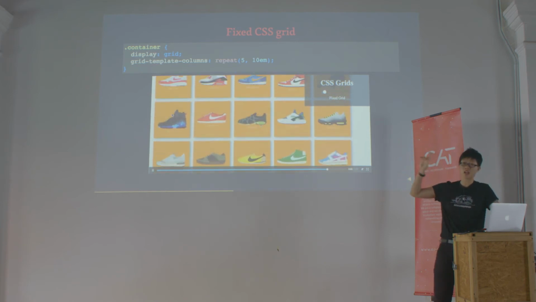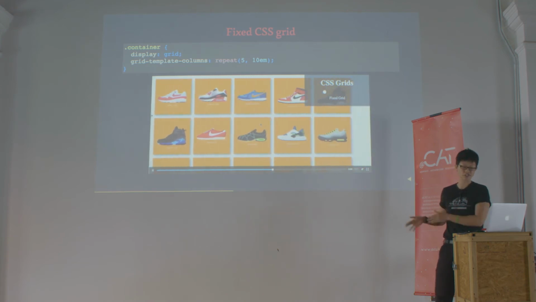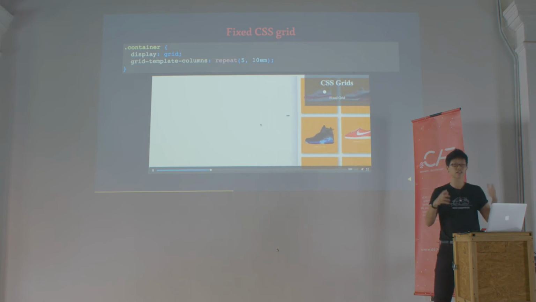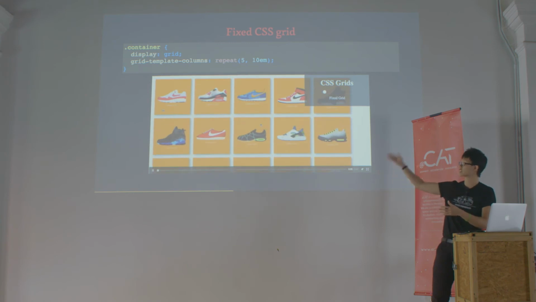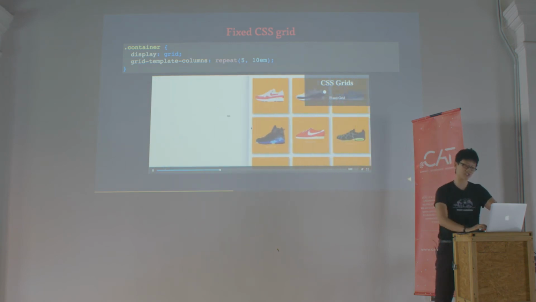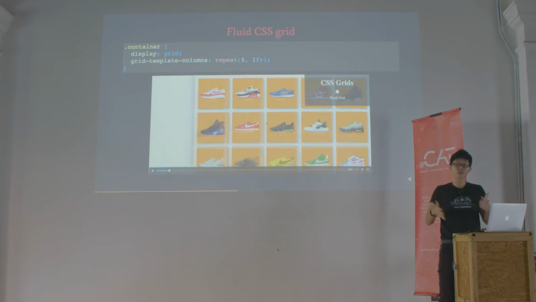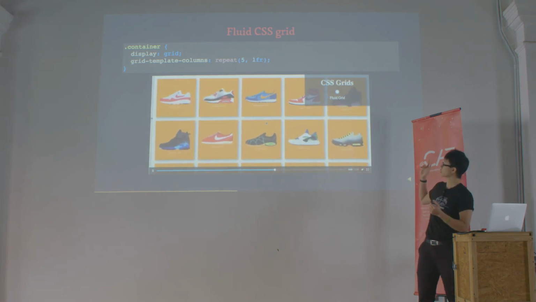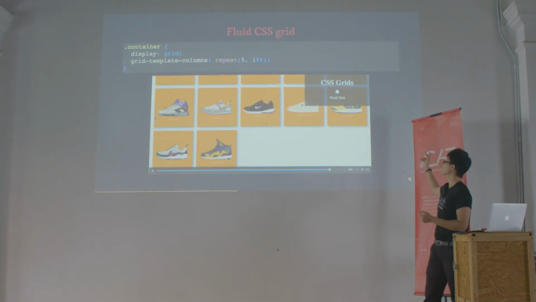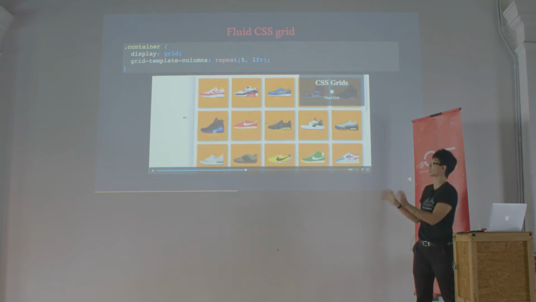The repeat function that I'm using comes in really handy, especially if your layout follows a fixed pattern. So in this particular example, I'm telling the browser, hey, give me 5 10em wide columns. That's it. It's fixed, so nothing changes as the viewport size changes. That's fine, because it's a fixed grid. In this example, I'm telling the browser I want each of my 5 columns to take up an equal number of free space. So because of this, they will shrink and grow as the viewport size changes, and they'll always take up the entire width of the container.